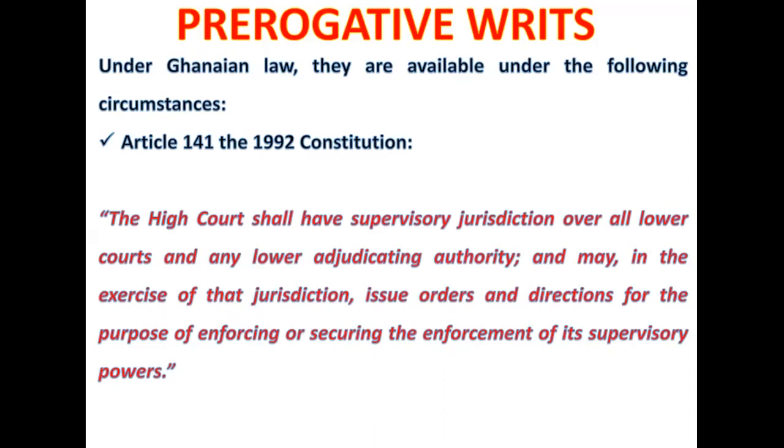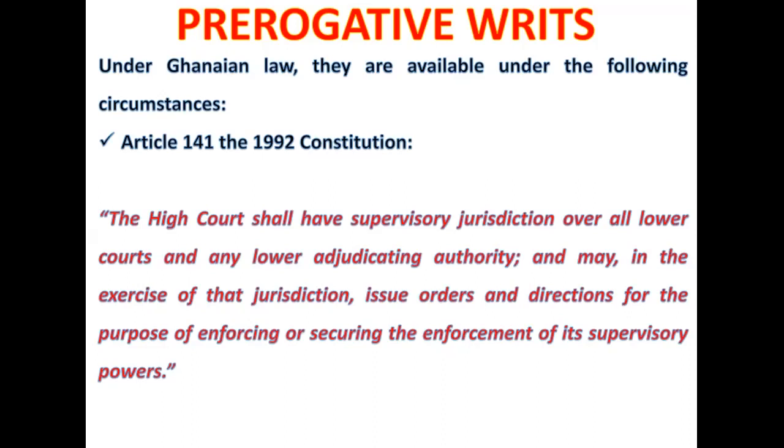So whereas the High Court has been given supervisory jurisdiction over all lower courts, and the lower courts in our Constitution, you know that they are the ones established by an Act of Parliament. So in our case, they've been established under the Courts Act, and they include the Circuit Court, the District Courts. And so under Article 141, the High Court is given supervisory jurisdiction, not over all courts, but rather of only lower courts and adjudicating bodies. And Article 132 of the Constitution gives the Supreme Court supervisory jurisdiction over all courts and adjudicating bodies.